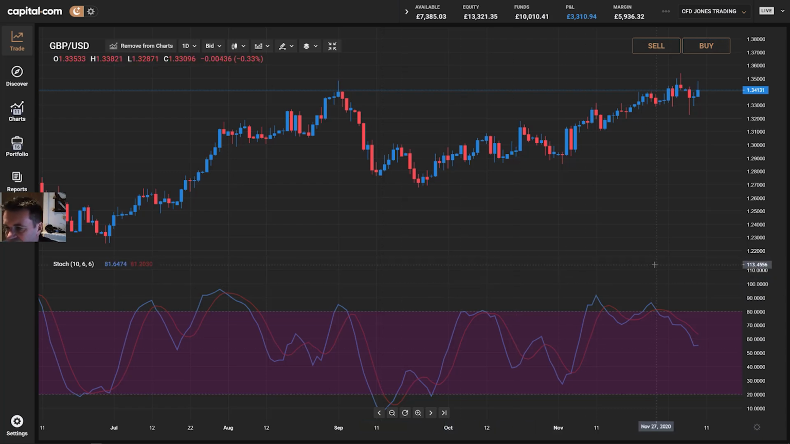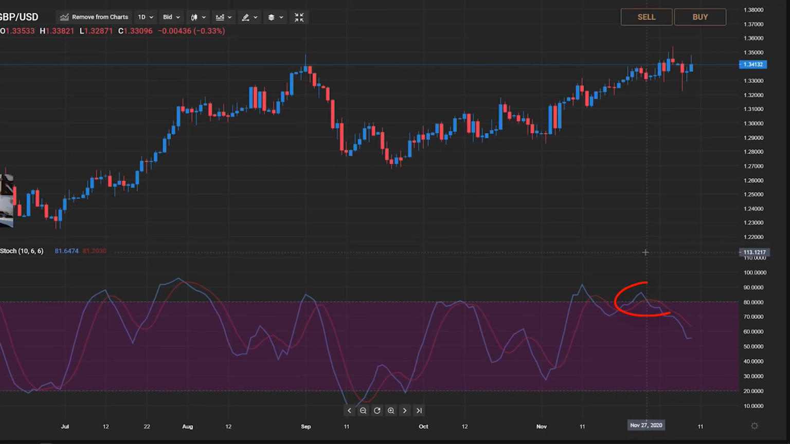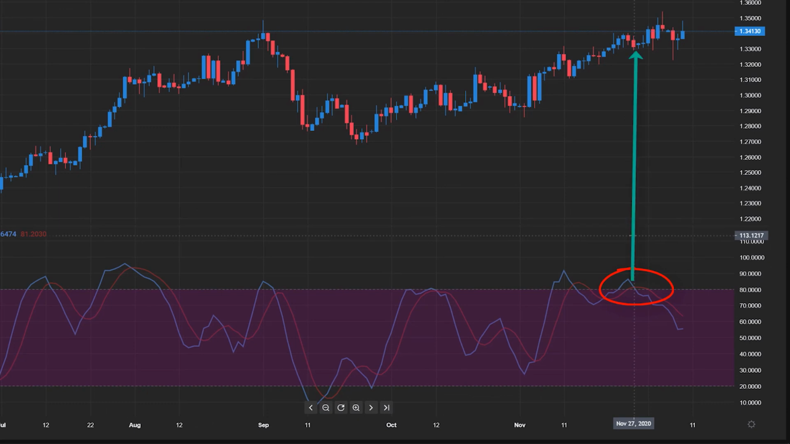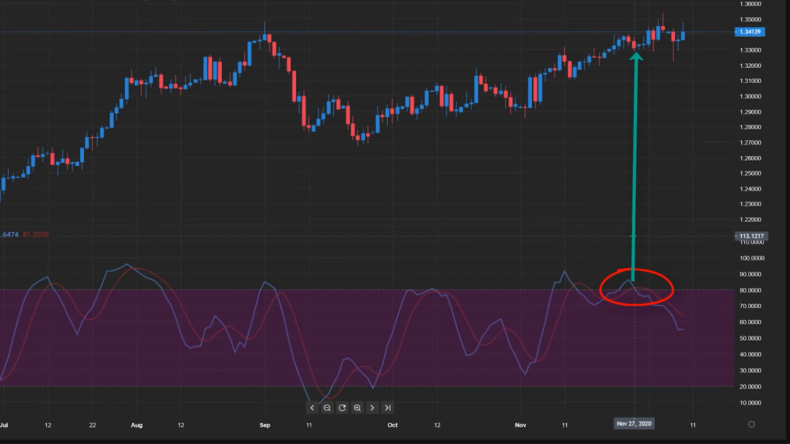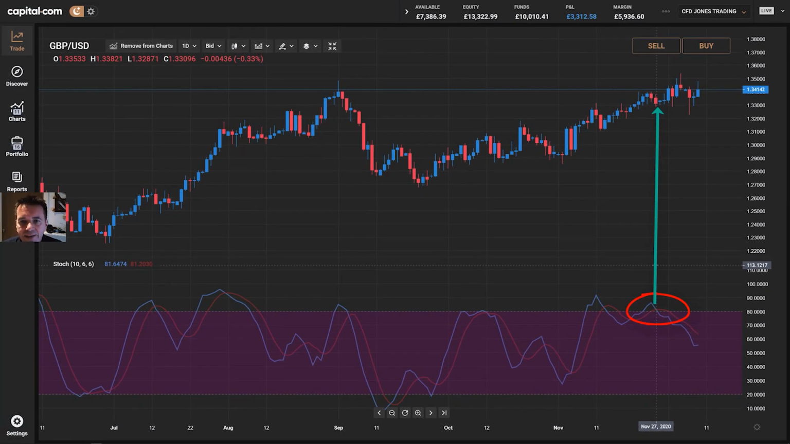If we look at the latest on pound against the dollar, we did have a sell signal at the end of November 2020, but the market went sideways for a couple of days and then started moving higher. So it's just as important as ever to use sensible risk management techniques.